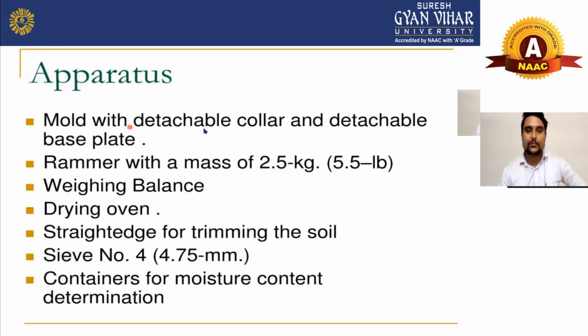Mold with a detachable collar and detachable base plate. Rammer with a mass of 2.5 kg, which is equal to 5.5 lbs. A weighing balance, drying oven, straightedge for trimming of the soil, sieve number 4, which is equal to 4.75 mm, and a container for the moisture content determination. These equipment you have to keep ready while doing this test.